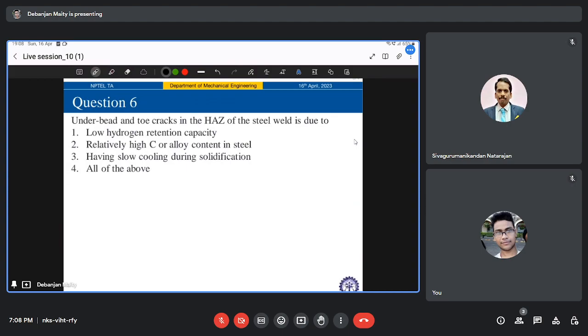So this is something from this: underbead and toe cracks in the heat affected zone of steel are due to some reasons, and we need to find out the correct option. So in terms of this question, let us try to understand this hydrogen cracking in more depth. We have not spent time on hydrogen cracking till now.